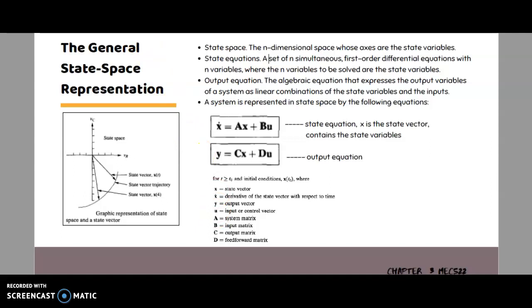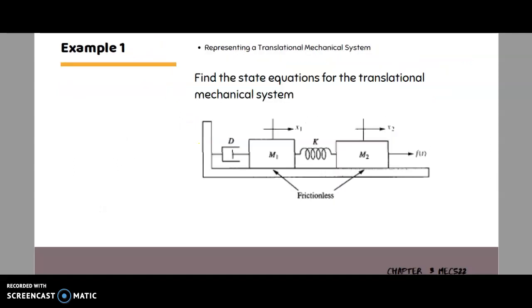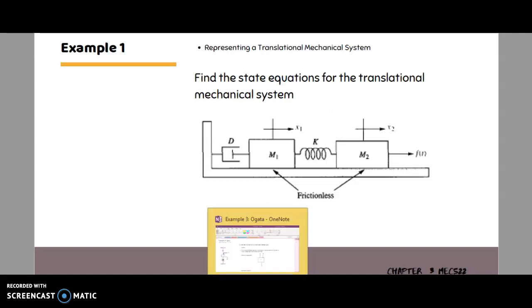Okay, kita pergi pada the first example. For example here, this one is a mechanical system, which has two masses M1, M2, and two positions X1, X2, and then only one K between M2 and M1, and a damper only at M1, and the input F(t). In this problem we are asked to find the state equation for the translation mechanical system. So how to solve this one?